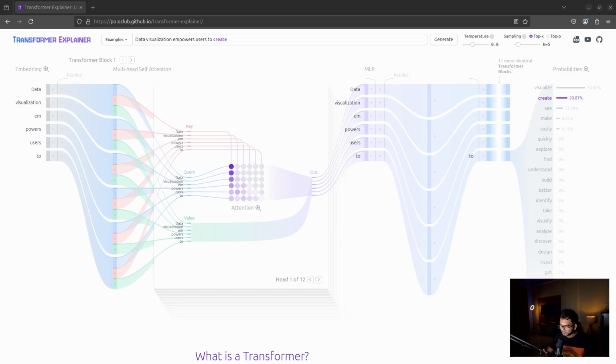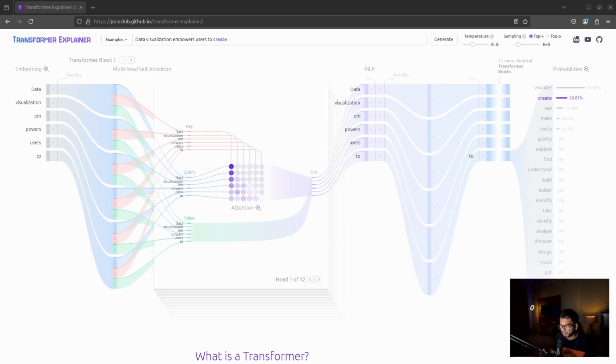Hello everyone. Today I'm going to discuss the transformer architecture, what kind of layers are in the transformer, and we'll go into each layer and understand deeply how the data flows through each layer.